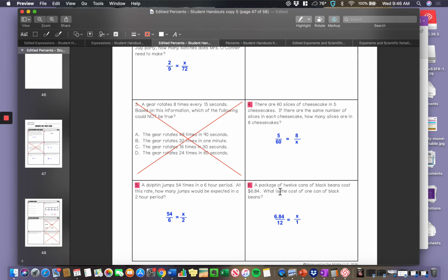Number 6 says a package of 12 cans of black beans costs $6.84. What is the cost of one can of black beans? So they want the unit rate of the black beans for 1 can. So again, 6.84 times 1 divided by 12.